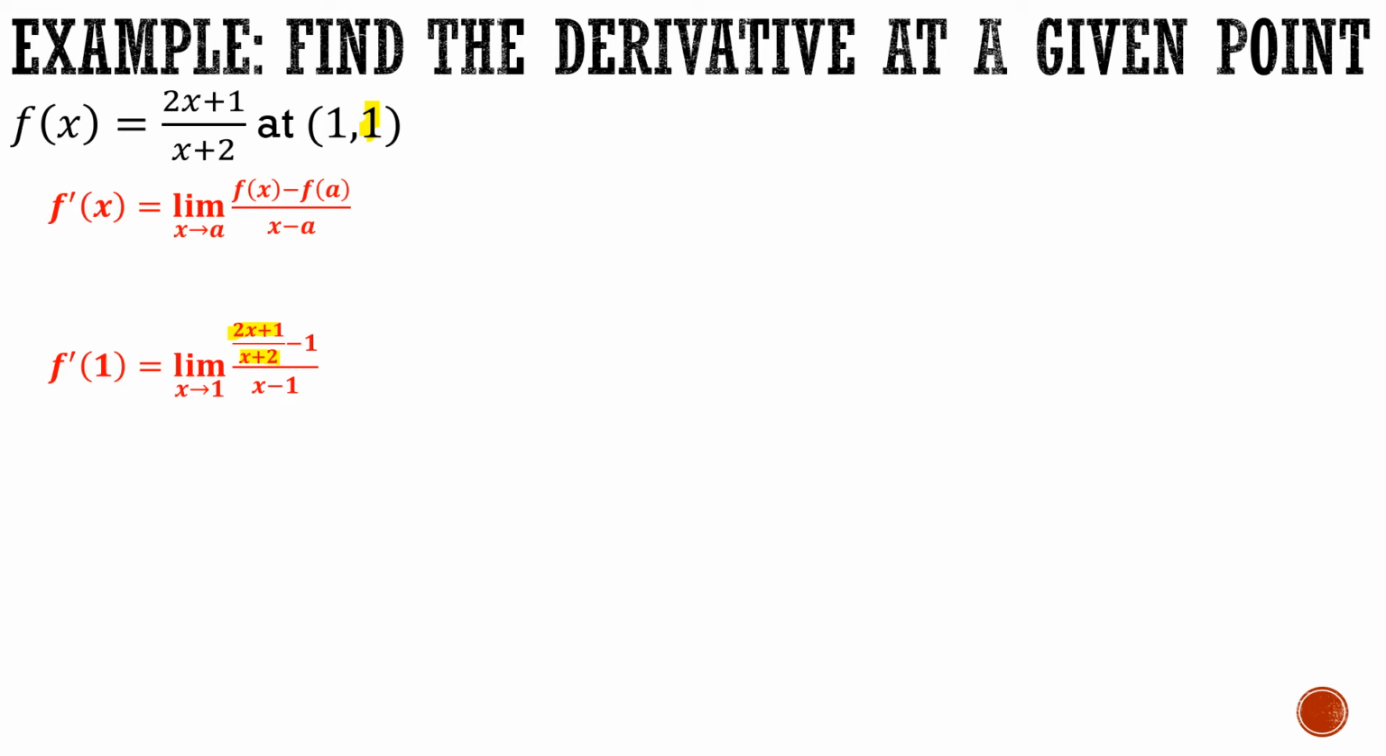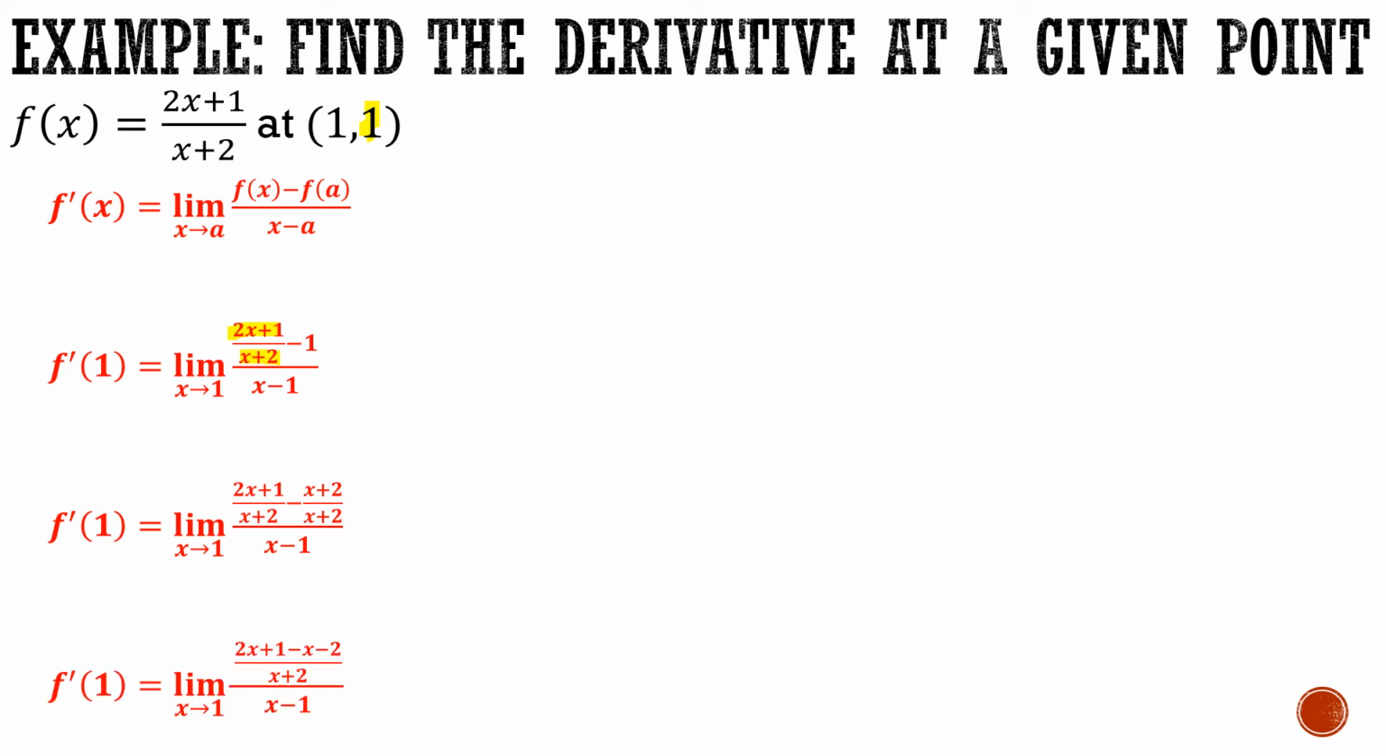All right, so from here, I'm going to try to simplify this by finding a common denominator in my numerator. I'm changing the 1 to be x plus 2 over x plus 2. Now that I have a common denominator, I can combine the fraction in my numerator, and I get 2x plus 1 minus x minus 2. Make sure you distribute this negative over the common denominator of x plus 2, all over still the x minus 1.